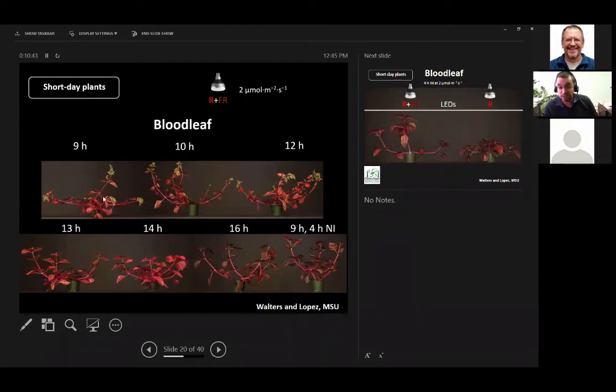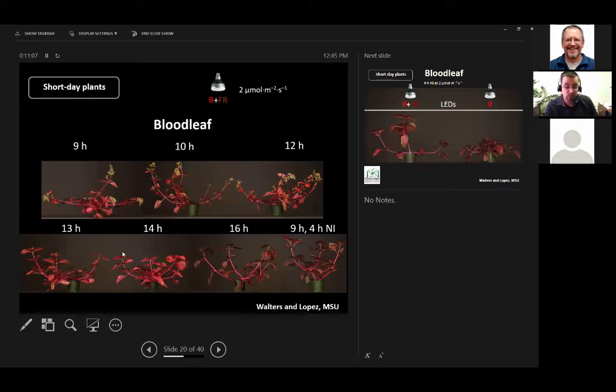We wanted to, again, determine that critical photoperiod in terms of flowering, or a 9-hour photoperiod with a 4-hour night interruption. And what do we see? We basically see that the critical photoperiod for bloodleaf plant is 13 hours. So in order to keep this plant vegetative, we want to grow it under a photoperiod greater than 14 hours or under a night interruption photoperiod.